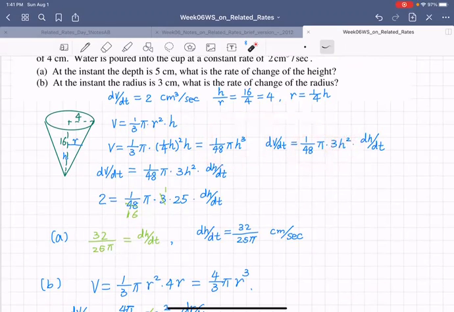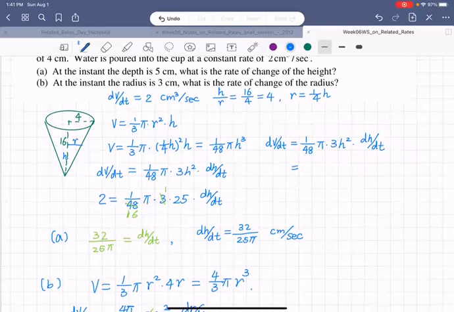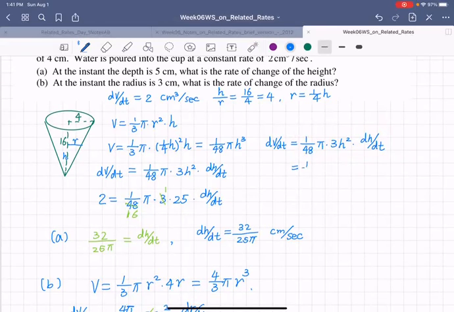Okay, that makes sense. Yes. So this equals, so that would equal just 1/16 pi h squared times dh over dt.